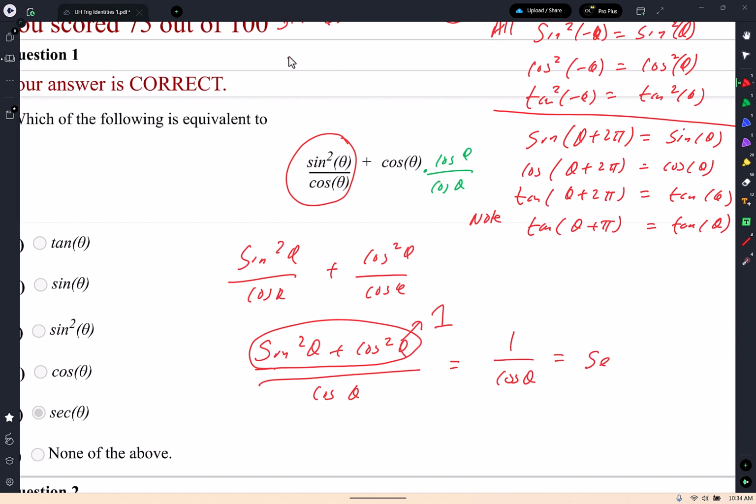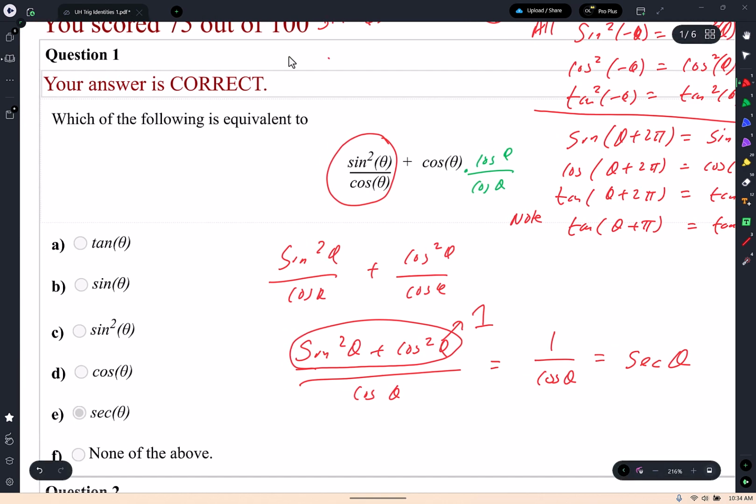All right, 1 over cosine. What's secant? Done. There it is.